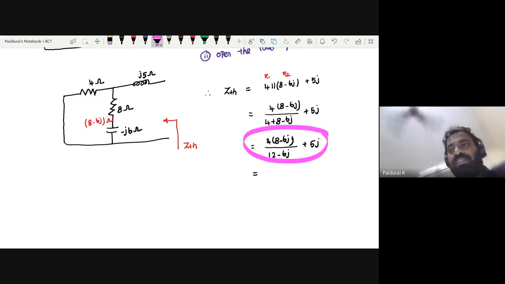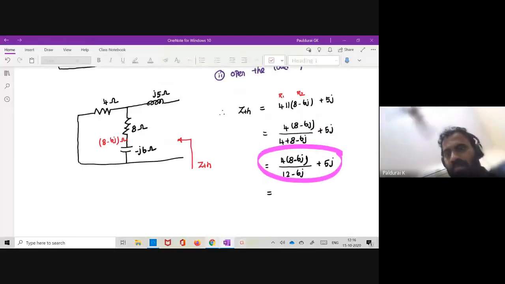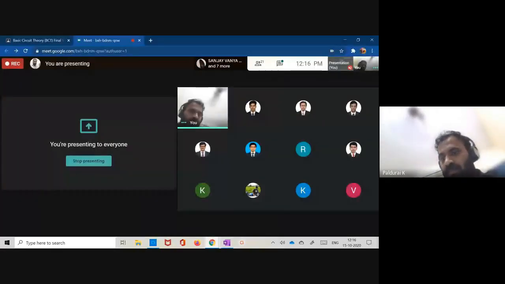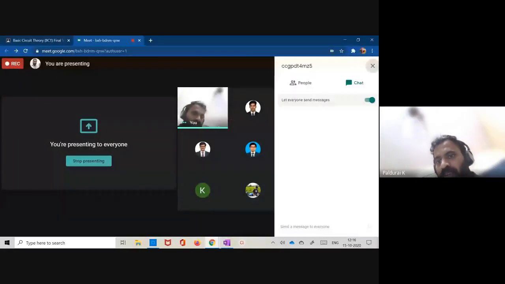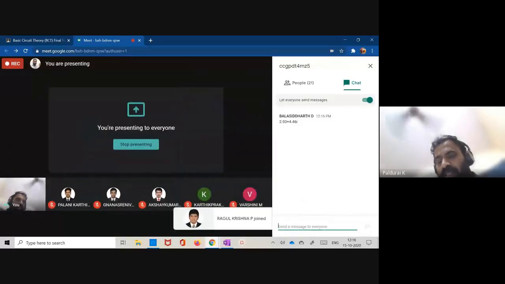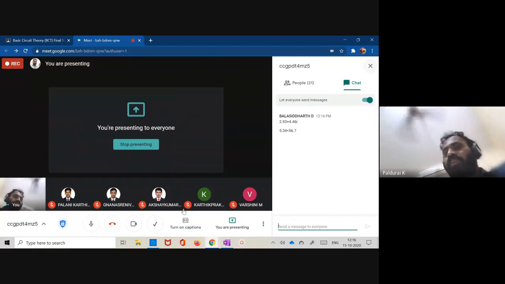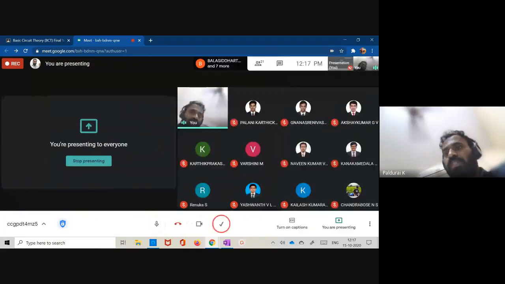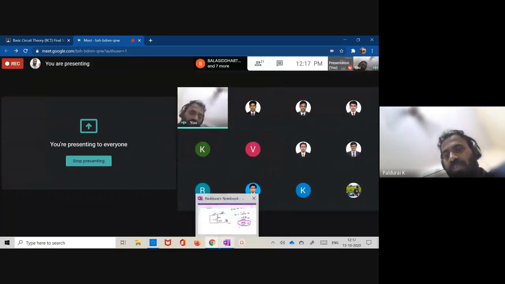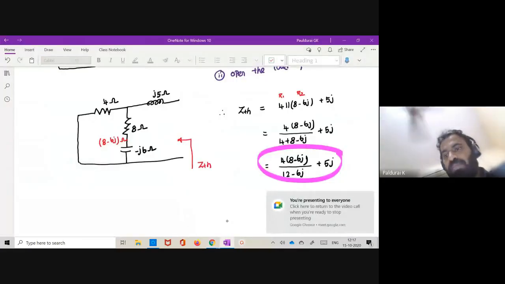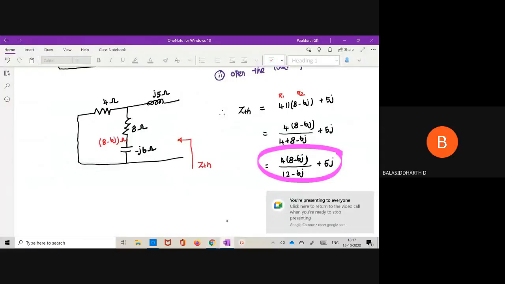Have you sent anything in our classroom? Bala Siddharth: 2.93 plus 4.46 J. Yeah, very good. Answer is correct. 5.34 at an angle of 56.7 degrees. Very good. Bala Siddharth, can you unmute your audio? Can you say the answer if possible? Yes, sir. 2.93 plus 4.46 J, sir.